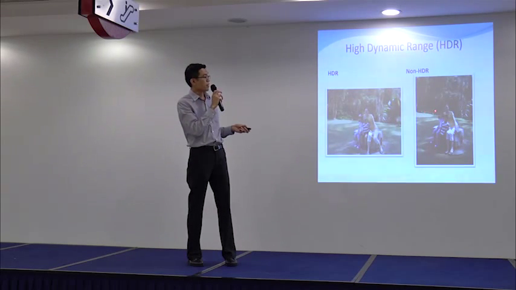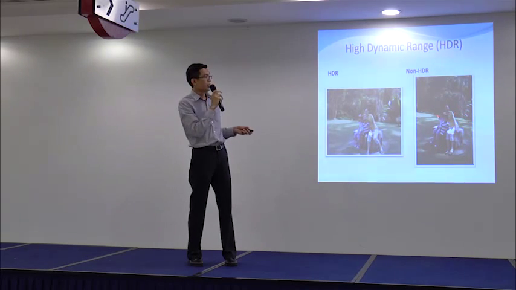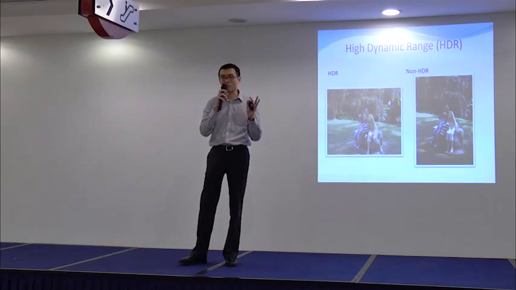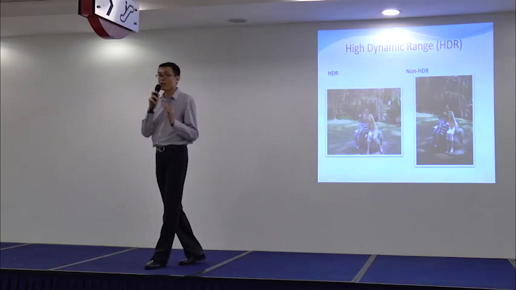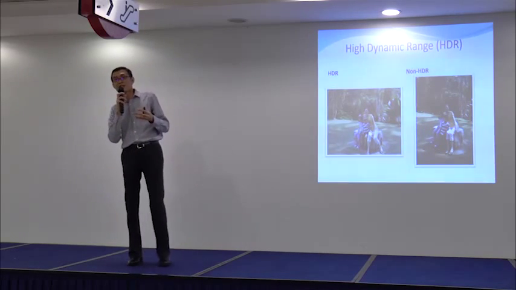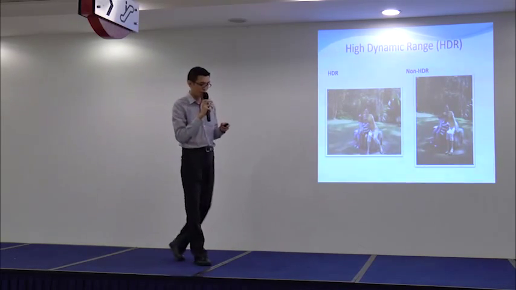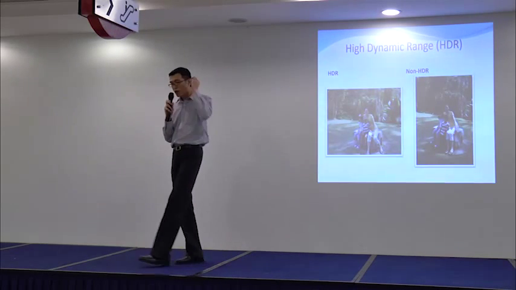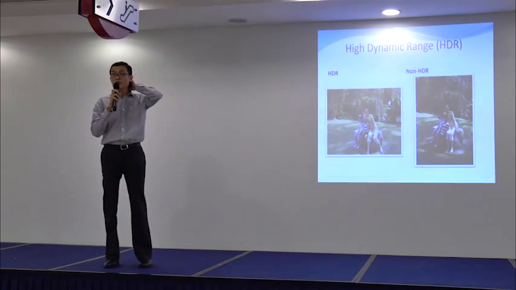So in this case, for example, you want to get your background, all the green trees, everything properly exposed, and then your object at the front will get very dark. If you expose for this object in the foreground to be properly exposed, then all your background will be white out. Okay, I think it's very common. I think a lot of you play with cameras and take photos. You see this problem.